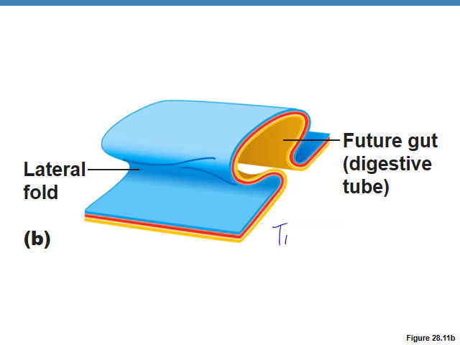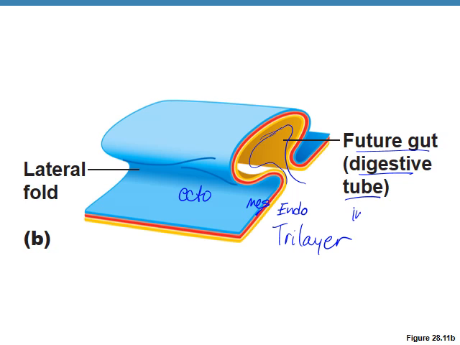Here's another image of that tri-layer. So we have our endo, and we have our meso in red, and then we have our ectoderm in blue. And so what's going to happen is you're going to see the digestive tube formed. And this is going to also give you an indication of what type of tissues are probably made from each of these.